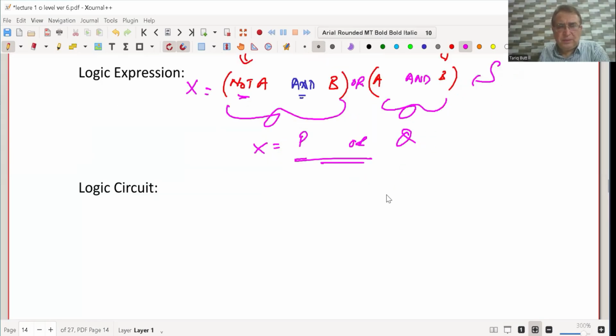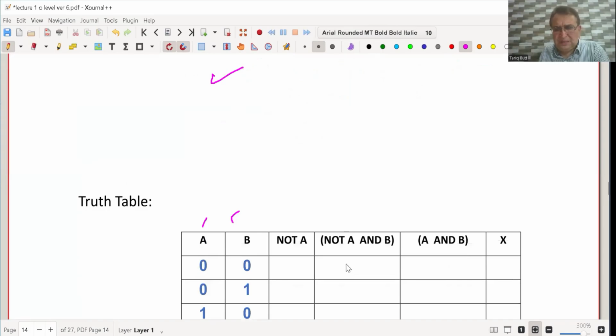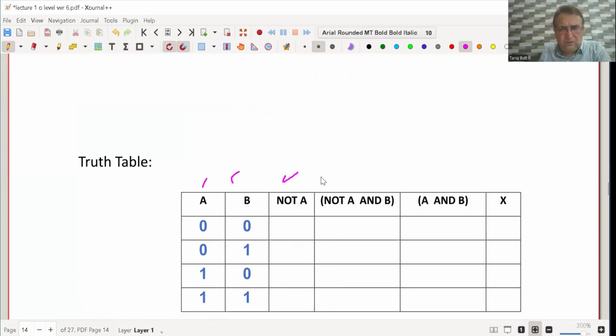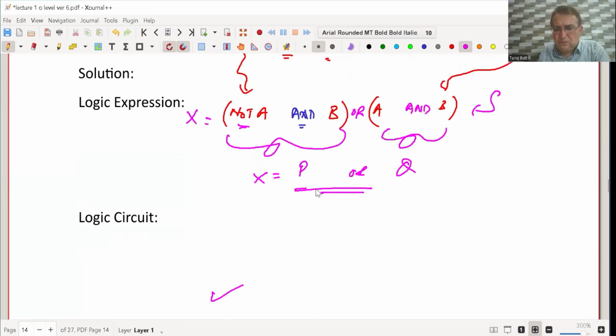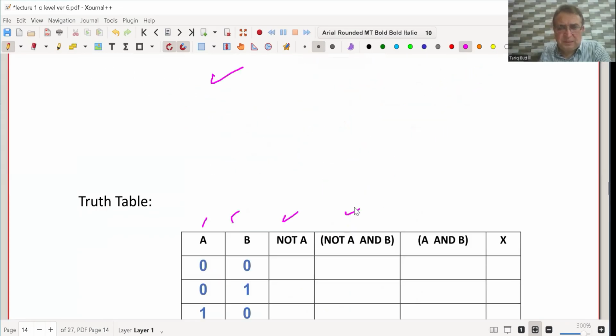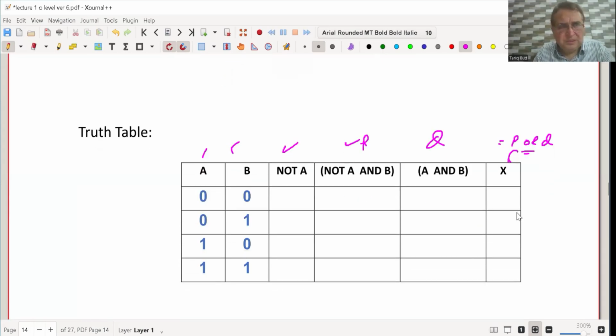So I hope you can draw this logic circuit easily, and you can fill this truth table: the column for not of A and B, which we refer to as P, for instance. And similarly, the column for A and B, we refer to it as Q. And then finally X, which is the final output, which is P or Q. So you can easily build this truth table. I hope this concept is clear.